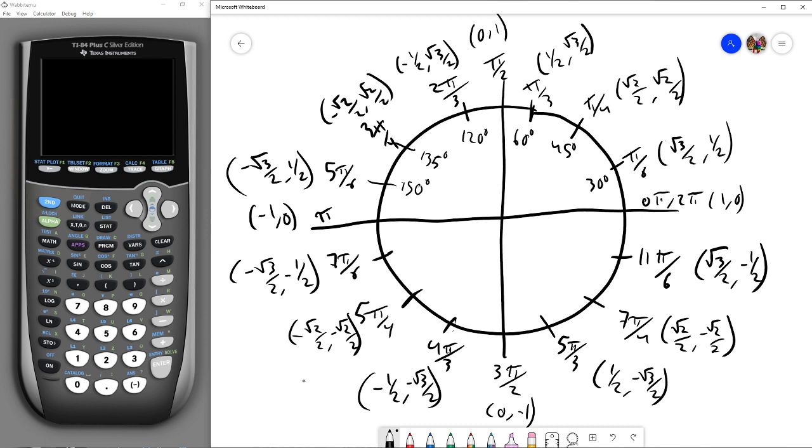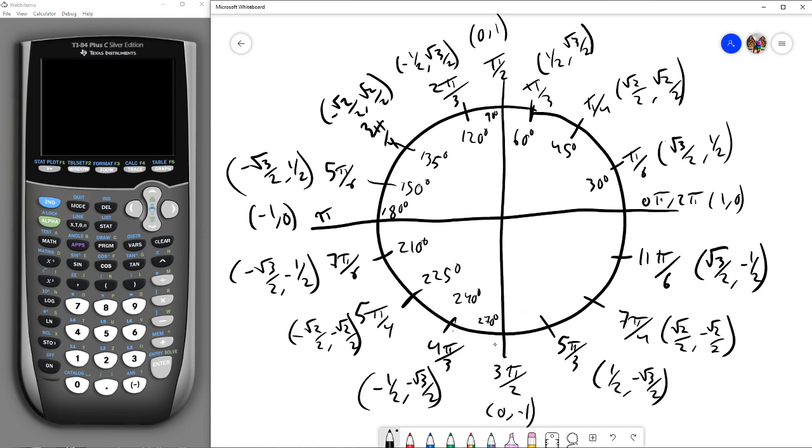Alright. Let me just keep going. 180 degrees plus 30 gives us 210 degrees. 180 plus 45 is 225 degrees. 180 plus 60 is 240 degrees. This is of course 90 degrees, 180 degrees, 270 degrees, and then let's see here.